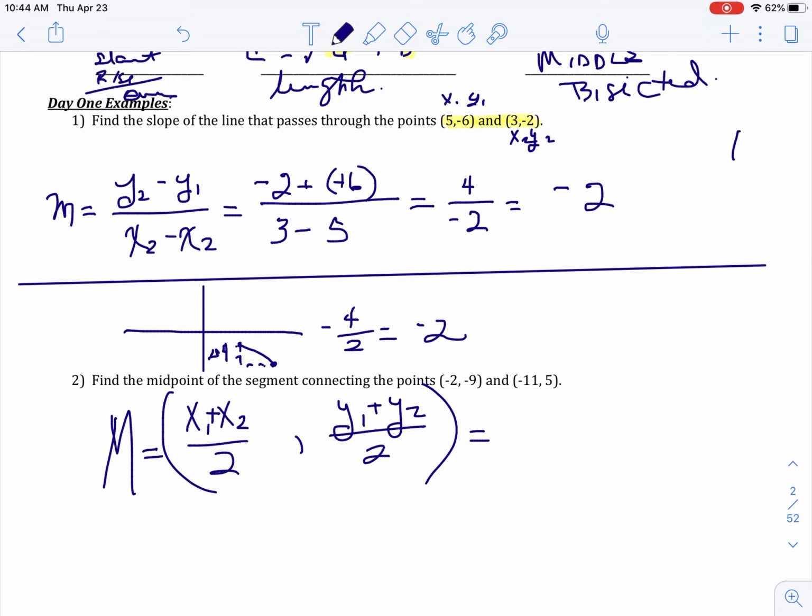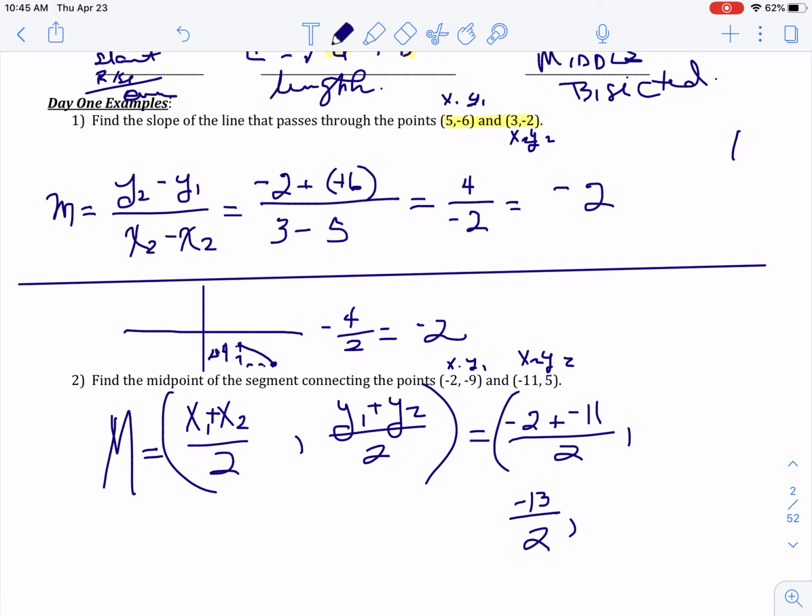So our x's, here's my x1, y1, my x2, y2. Okay, and the order doesn't matter because we are adding. When we're subtracting, we need to be aware of the order. So what we're going to get is -2 plus -11 divided by 2, which is -13/2. All right, and if we only need the midpoint, you don't have to simplify it. If we're graphing it, then you would want to simplify it.